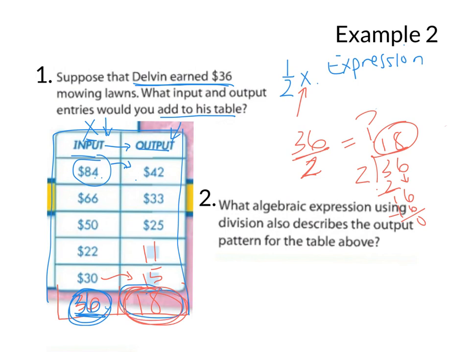But what algebraic expression using division also describes the output pattern for the table above? Well, I actually went through this already in the first problem. Half of x is the same as x divided by 2. Take any number x, divide it by 2, and you will get this number. Pause the video if you need to, and we're going on in 3, 2, 1.